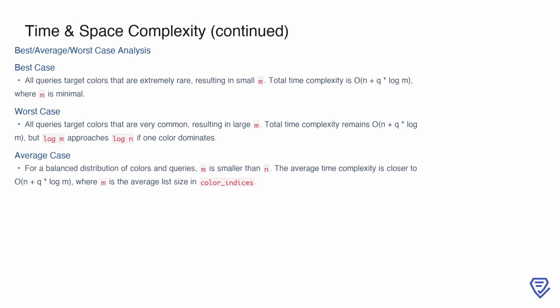For the average case, where colors and queries are more evenly distributed, the list sizes are generally smaller than N. This keeps the average time complexity close to O(N + Q * log M), making the solution efficient across a wide range of inputs. By balancing pre-processing and query efficiency, the solution ensures robust performance in diverse scenarios.